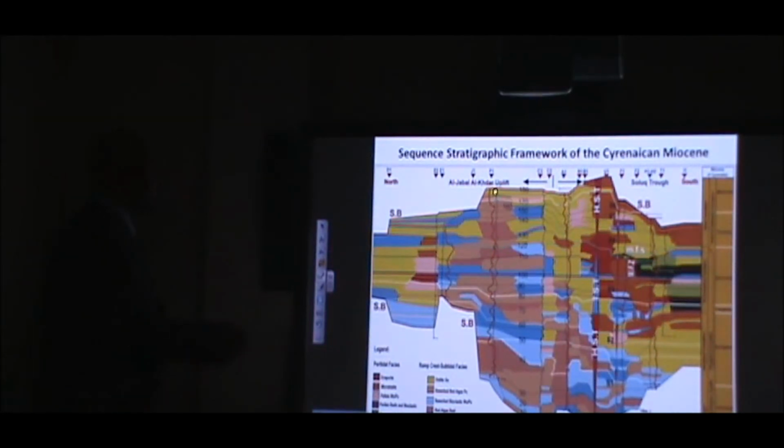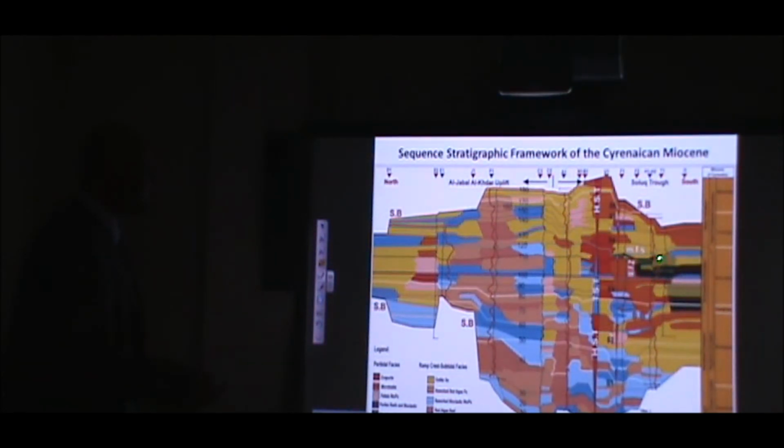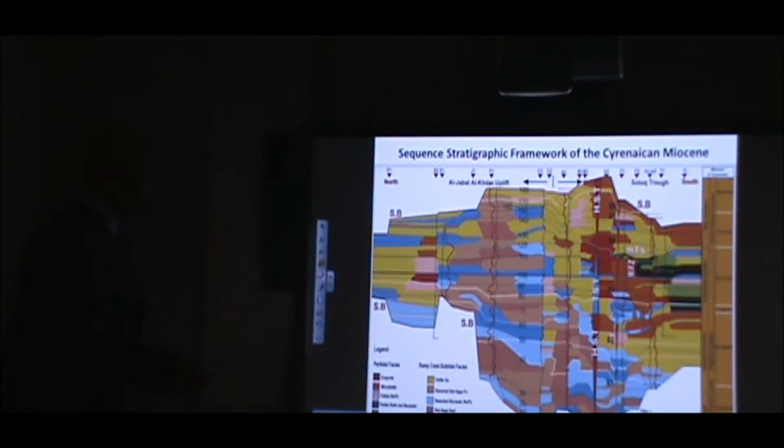The other thing, these curves, the black curves, are the gamma ray, and as we can see here, we have a gamma ray increase, high gamma ray. This is where we put our maximum flooding zone, which is between here and here. But this is the maximum flooding surface, because with the outcrops, it's a zone. It's not like a surface you can point at.